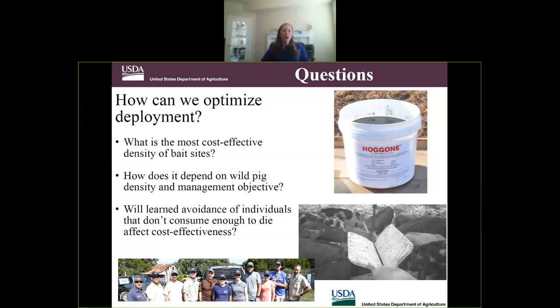So the question we had is, when we have a toxicant in hand that we can use, how will we use it on the landscape? What are going to be the most cost-effective ways to deploy this bait site? One of the most frequent questions that comes up is, how many bait sites should I have on the landscape, and how is that going to depend on my underlying pig density or my management objective? And then, this potential learned avoidance by individuals who might get excluded at bait and have a sublethal dose, how might that affect my cost effectiveness?